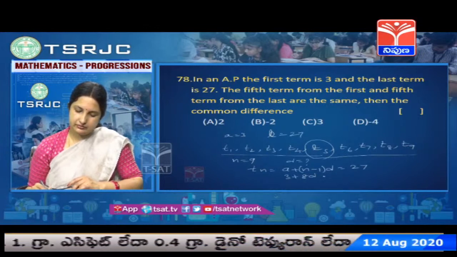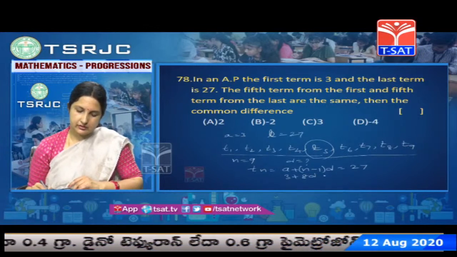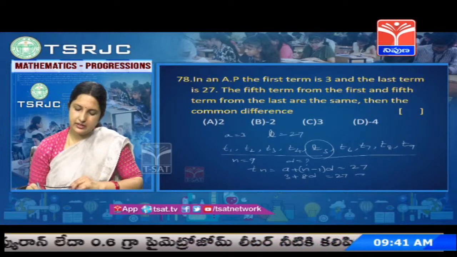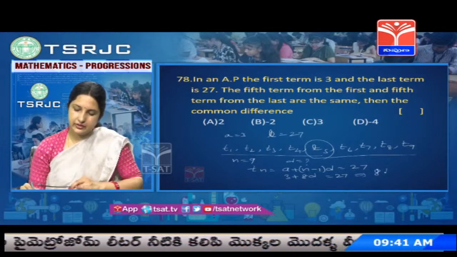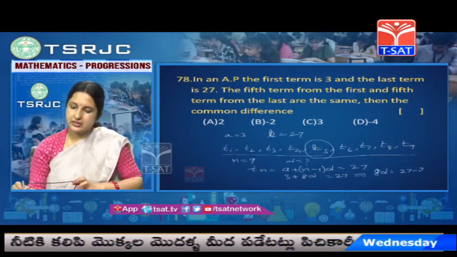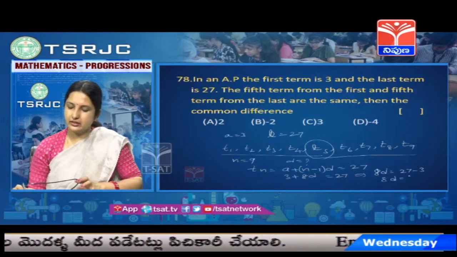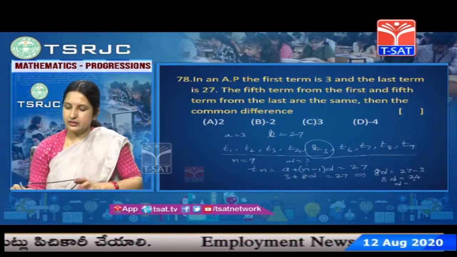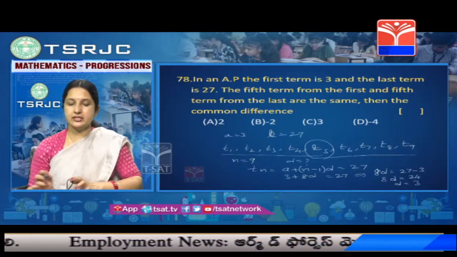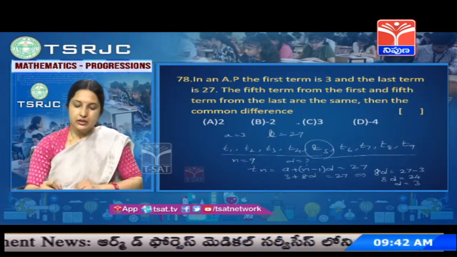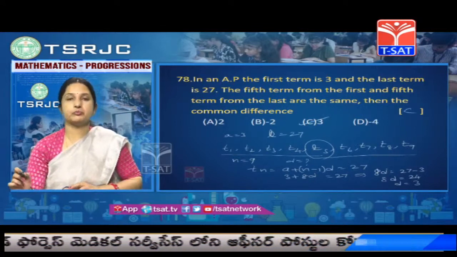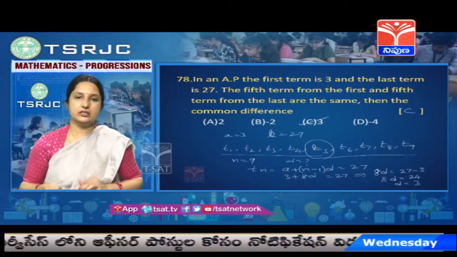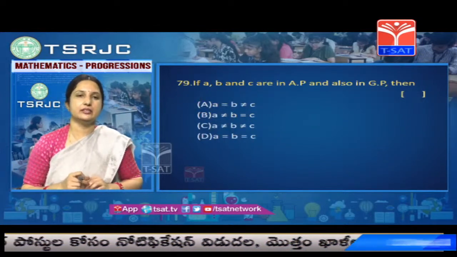8d equals 27 minus 3. 8d equals 24. Then d equals 24 by 8, which is 3. Option C. Okay, d equals 3.